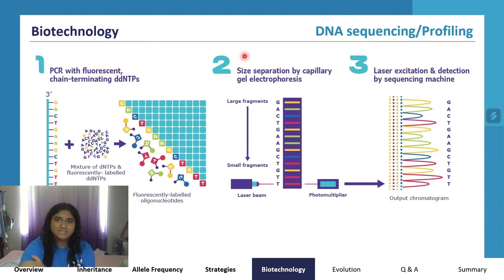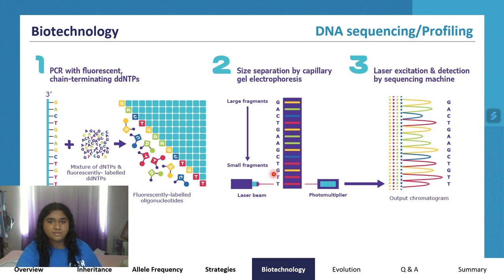What then happens is that the sample of the DNA that is now dyed undergoes a couple of molecular processes before being run in gel electrophoresis. Gel electrophoresis we're also going to talk about in a little bit more detail, but essentially that process separates out all of the pieces of DNA so you can see each of the different components within it.